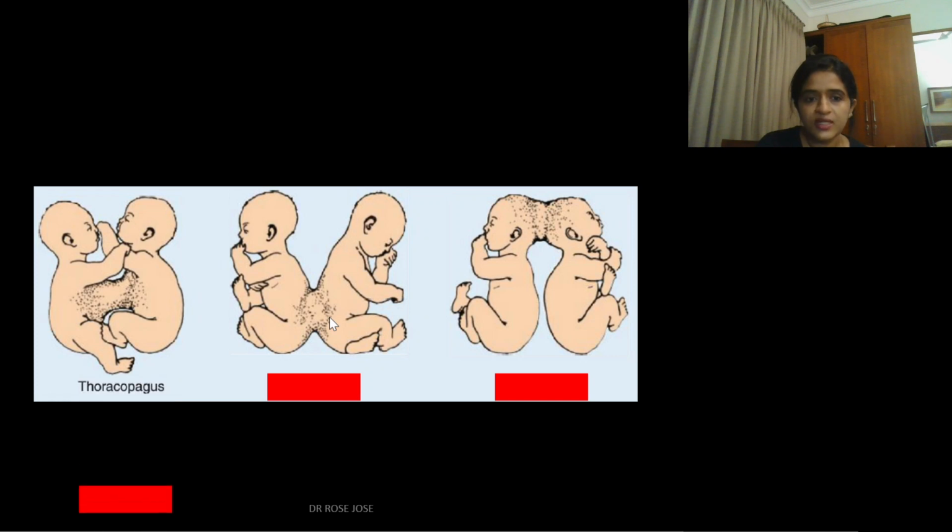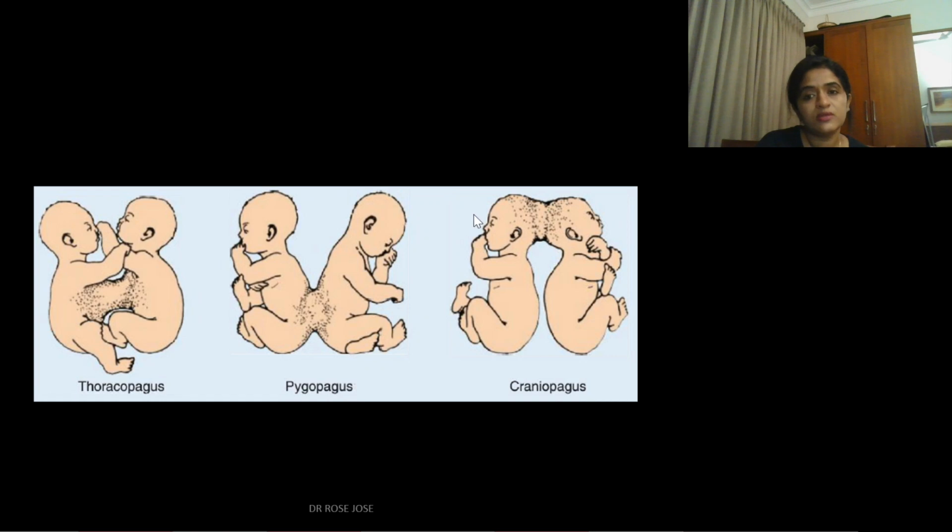you can name it as, if it is fused at the thoracic region, you call it thoracopagus. If it is fused at the lumbar region, you call it pygopagus. If it is fused at the cephalic region, you call it craniopagus. So I'm not going into the details. Please do watch the session on twinning for a detailed version.